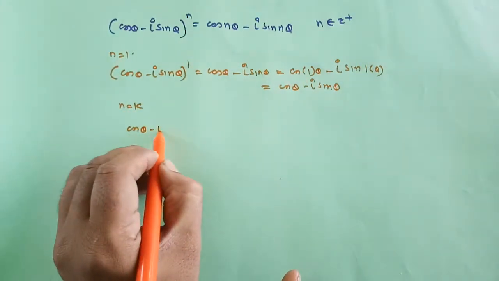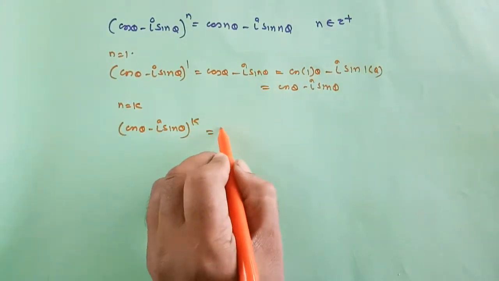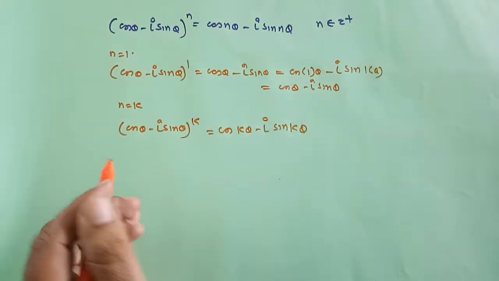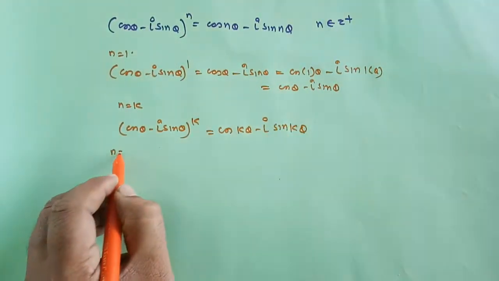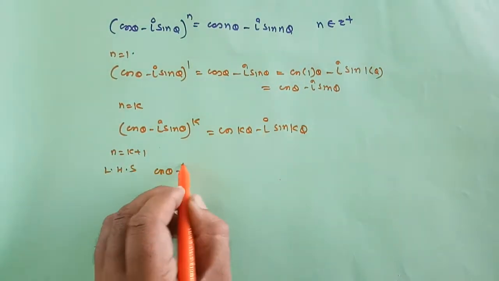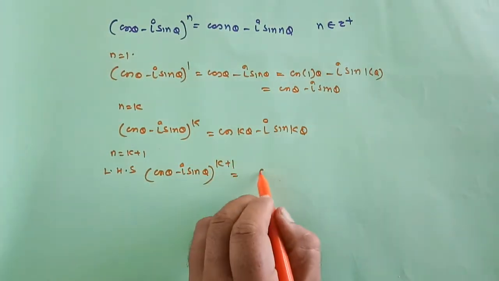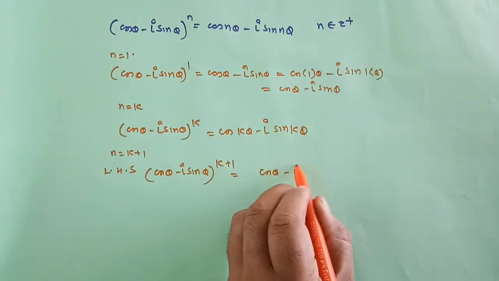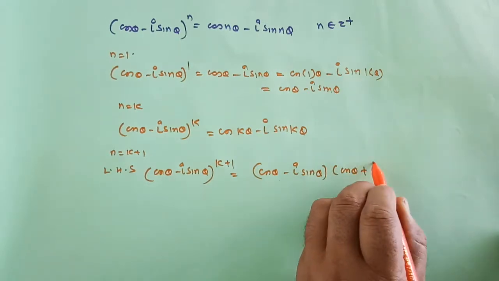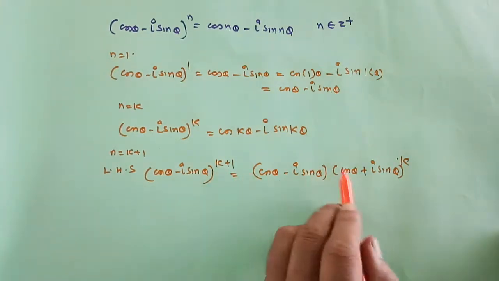So (cos theta minus i sine theta) raised to k is going to be cos k theta minus i sine k theta. Now let's prove for n equals k plus 1. If I take the LHS, it's going to be (cos theta minus i sine theta) raised to k plus 1. So it's going to be (cos theta minus i sine theta) times (cos theta minus i sine theta) raised to k, because I can split k plus 1 into 2 powers.